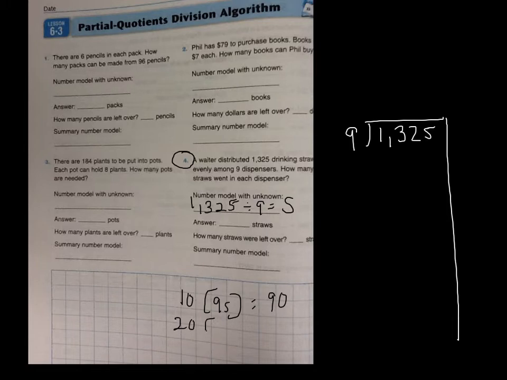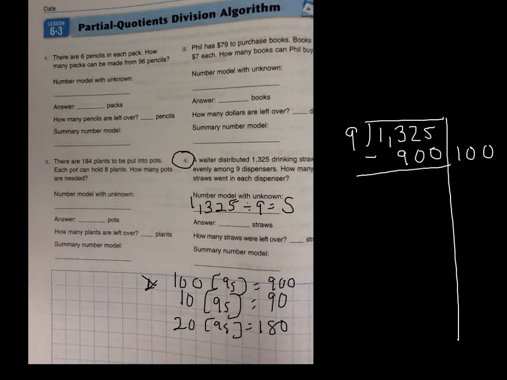So let's go 20 groups of 9s is 180. What if we went all the way to 100 groups of 9s is 900. Well, this 100 is definitely closest. So we're going to take out 100 groups of 9s, which is 900. So write your 100 on the right, your 900 underneath, and then you're going to subtract. 5 minus 0 is 5, 2 minus 0 is 2, and 13 minus 9 is 4.